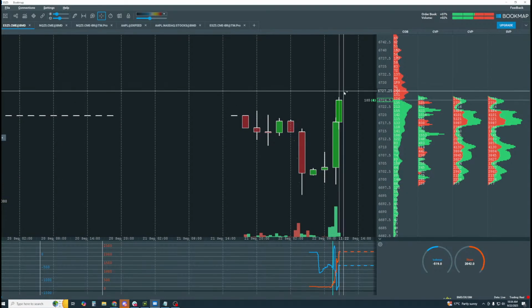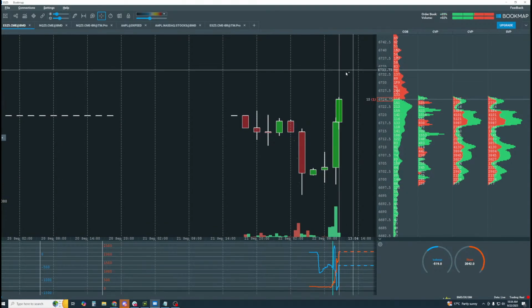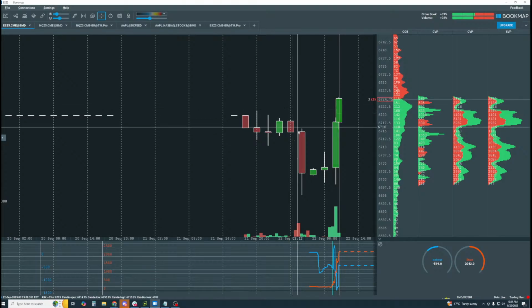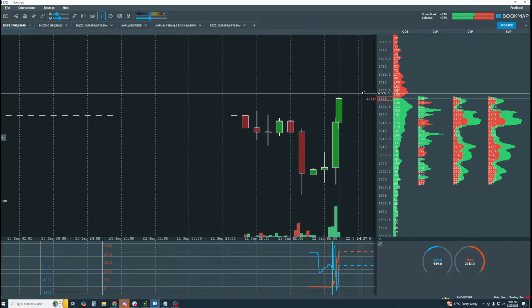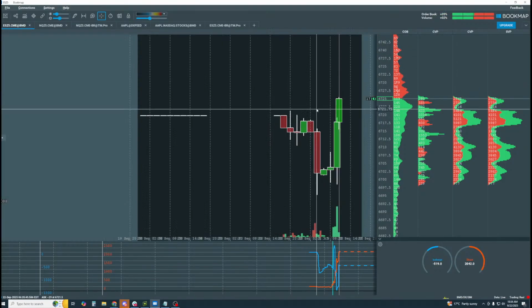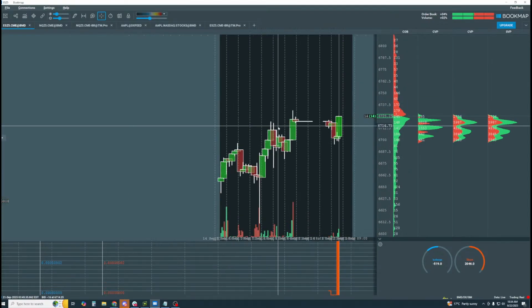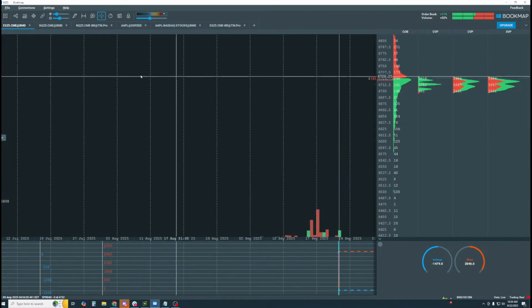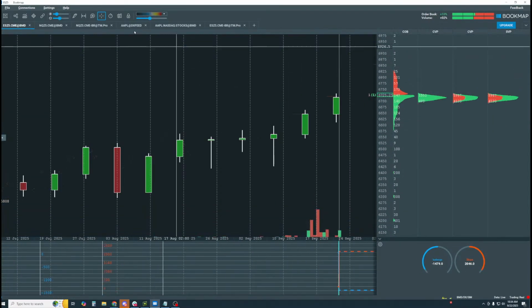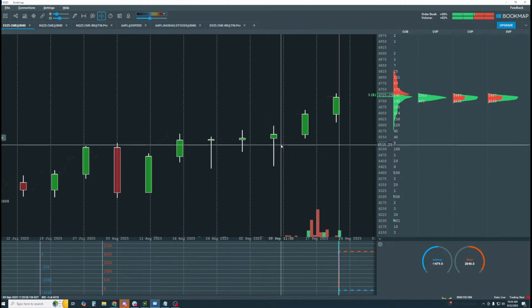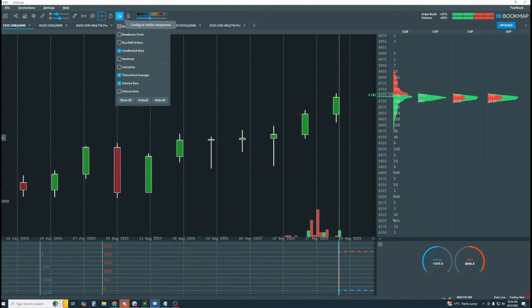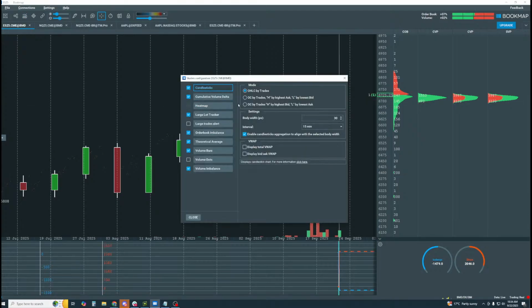Okay, so now we can take a look at this in here, and you can see we're breaking out above these ranges. That's why we're at high of the day here. And let's zoom out a little bit more. Okay, you can see the candlesticks. What they're doing in here is actually kind of a unique feature. Let me show you how this works.